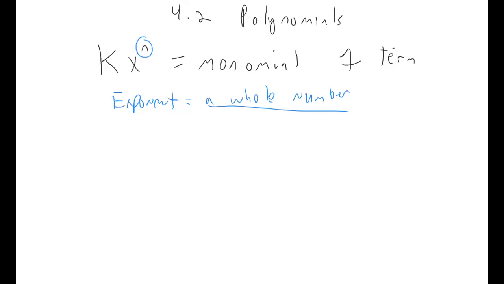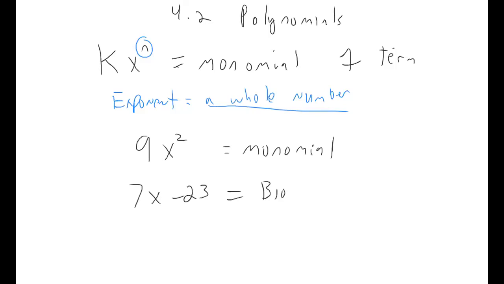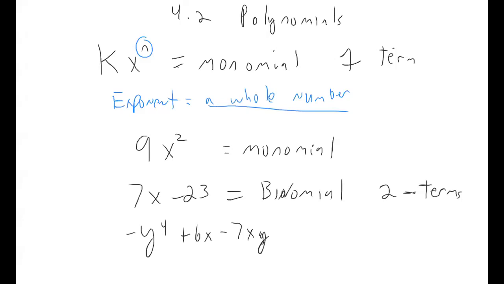So some examples here. 9x squared is a polynomial, and it is a monomial. And then I could have 7x minus 23. That one we call a binomial, because it has two terms. Or we can do negative y to the fourth plus 6x minus 7xy. And that is a trinomial, because it has three terms.